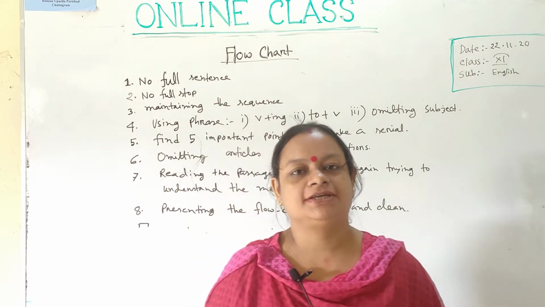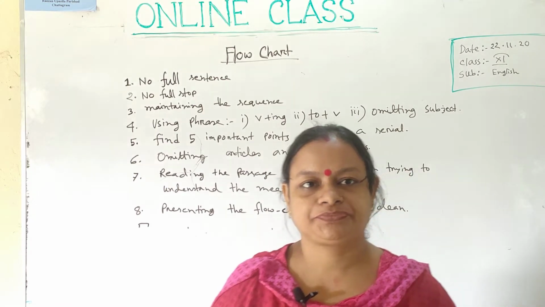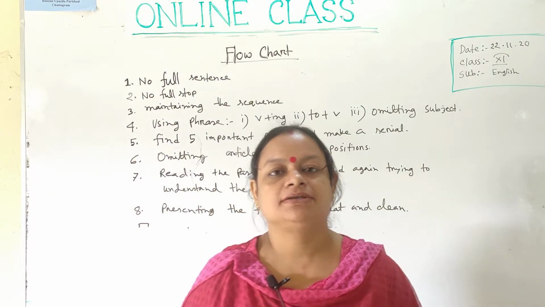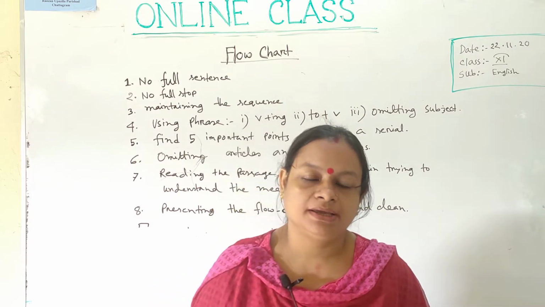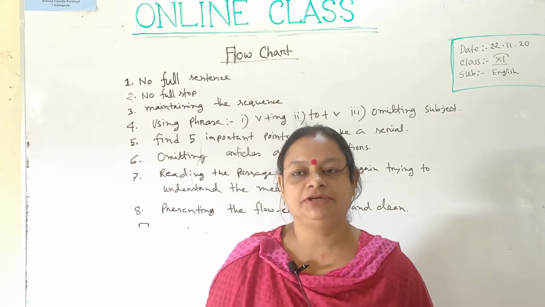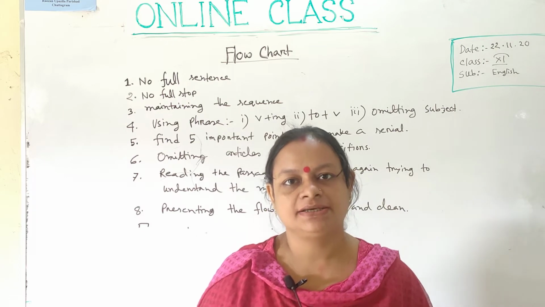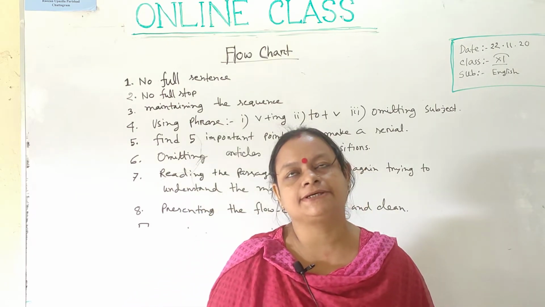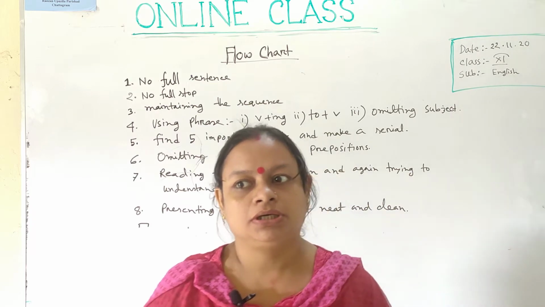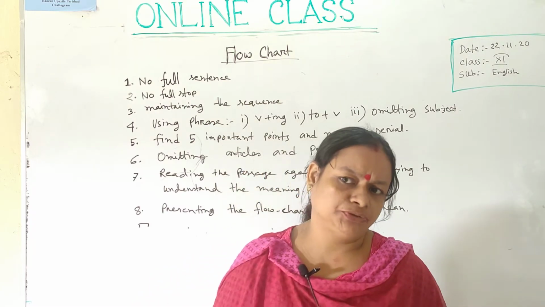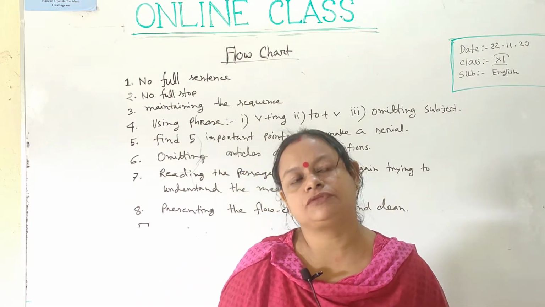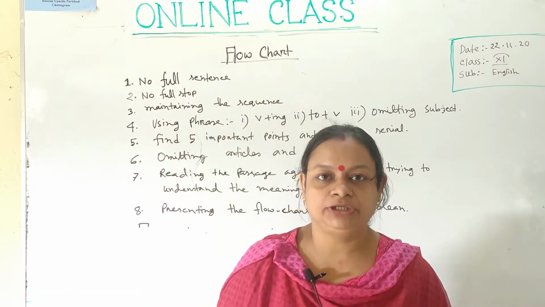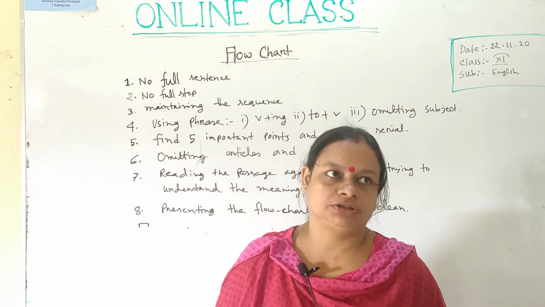Today I will take class on English first paper. In my last class, I discussed the passage diaspora. Today I will teach you how to make a flowchart on the basis of the passage diaspora. Students, you will see that in the question paper, you have two types of question in question number 2. One is information table and the other is flowchart.